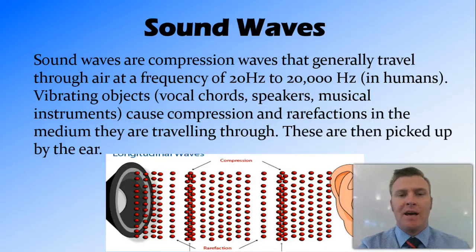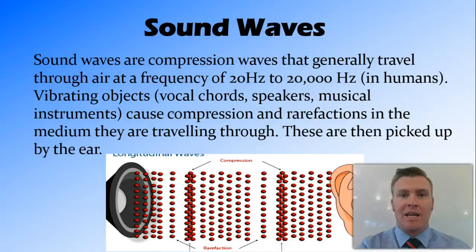So as I said, sound waves are a compression wave or a longitudinal wave. They generally travel through the air, although they can travel through other mediums. And they have a frequency of 20 Hz to 20,000 Hz, which means that those compressions are occurring at between 20 times per second and 20,000 times per second. Now this is the hearing range for humans.